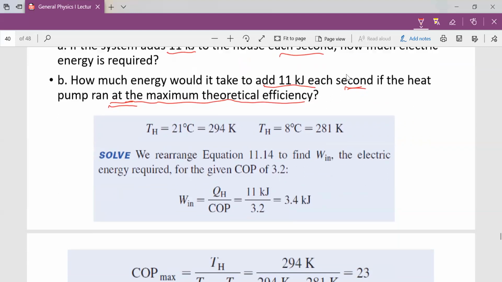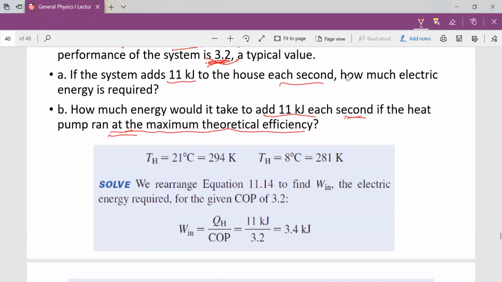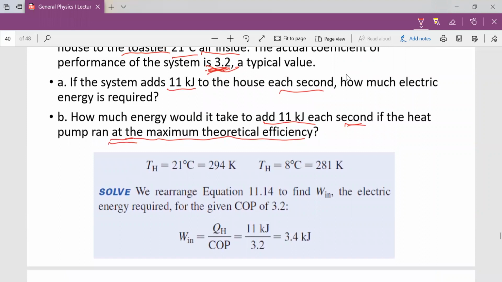So we'll be looking at both in solving the problem. So the first thing we did is we remember the statement that said the temperature must always be in Kelvin. So we did the conversion.